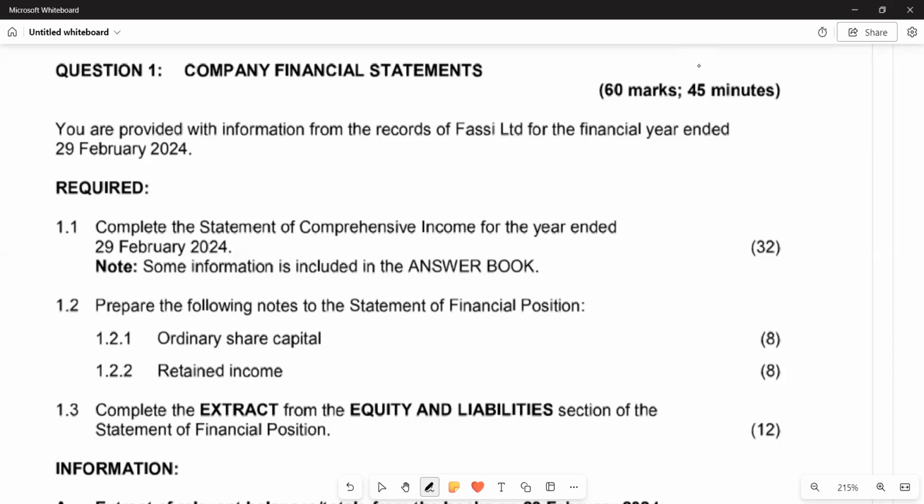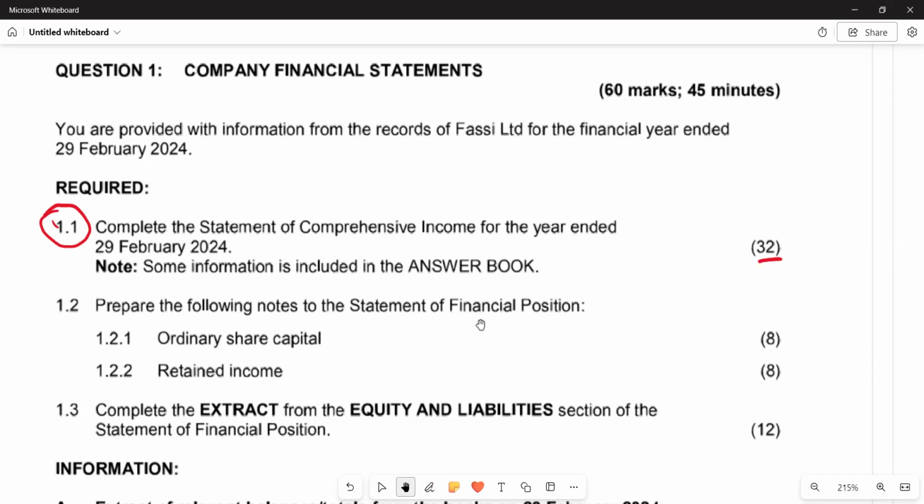The question reads: you are provided with information from the records of Fast Limited for the year ended 29 February 2024. Part 1.1 reads: complete the statement of comprehensive income for the year ended 29 February 2024. Note that some information is included in the answer book. We are only going to look at part 1.1, and this question has 32 marks.